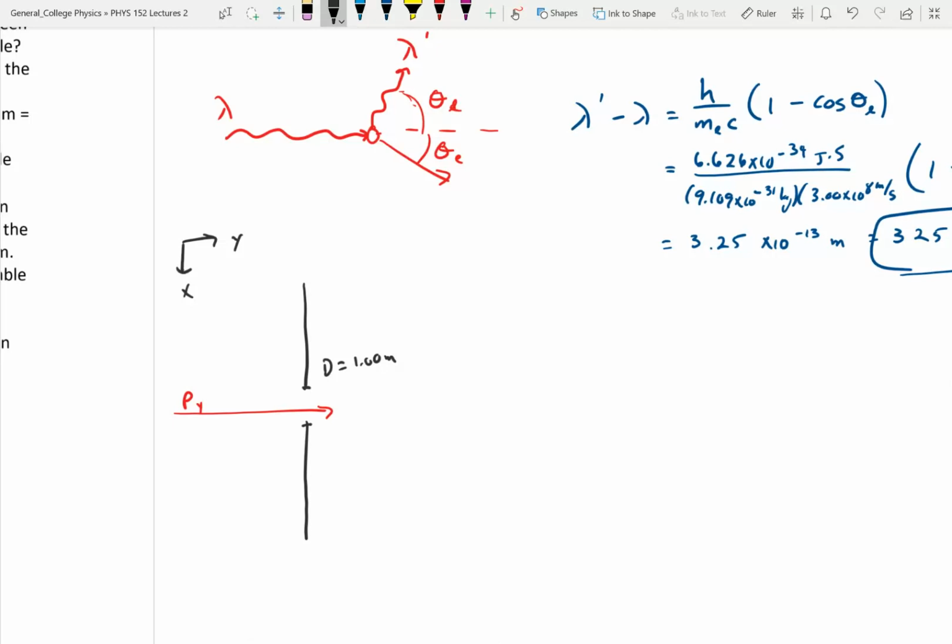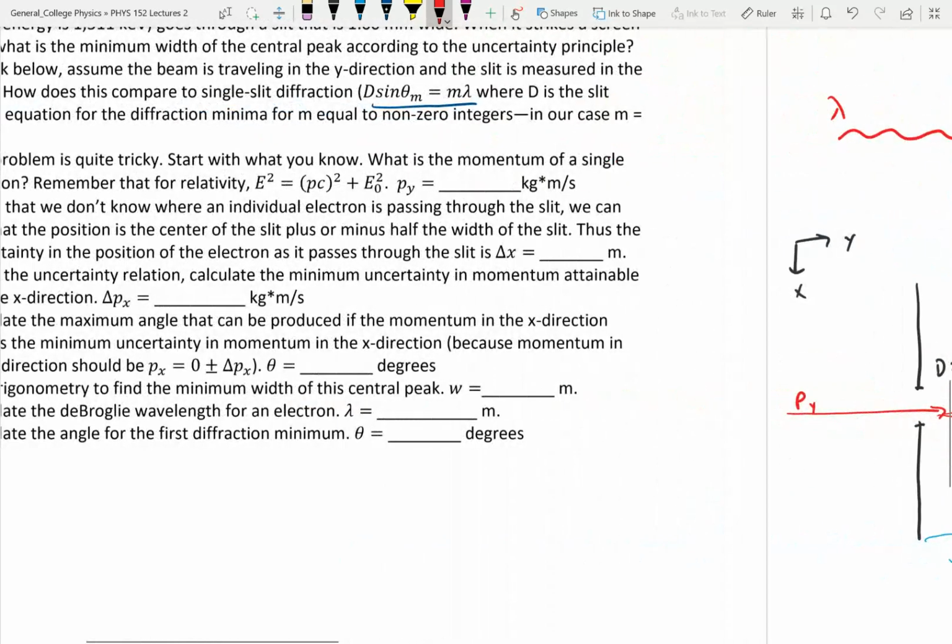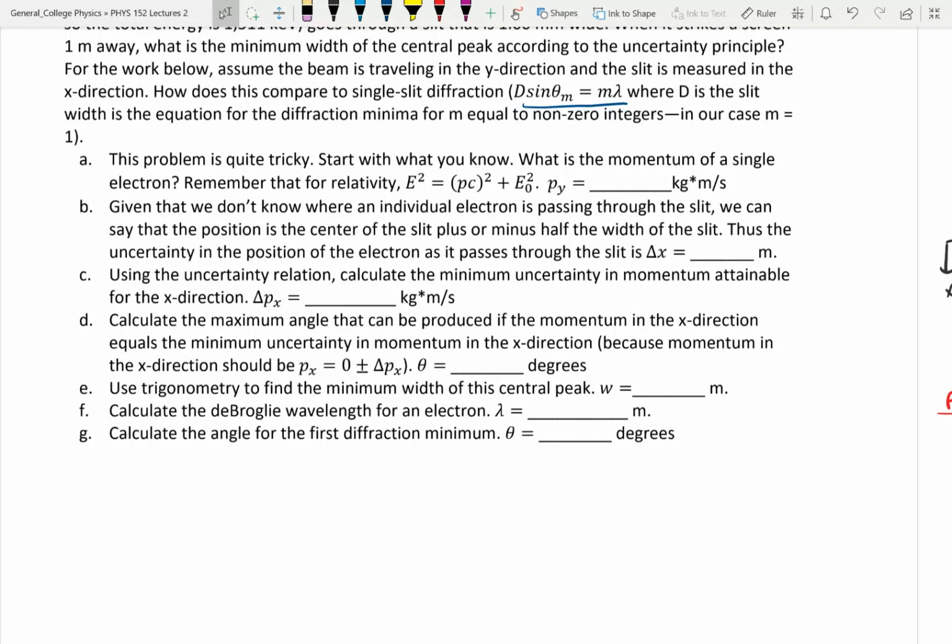Then I have a screen that is out here 1.00 meters away. And my beam, according to relativity and according to waves, is going to expand. So even though it came in, what I would say is collimated, it's going to expand. And so what I'm going to be looking for is how big this is. So that's my physical relationship. It tells me to start by calculating momentum in the y direction. And so calculate that momentum in the y direction.